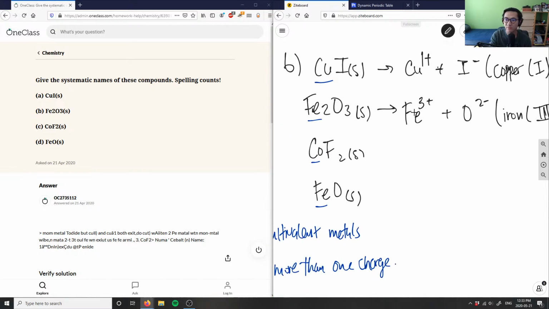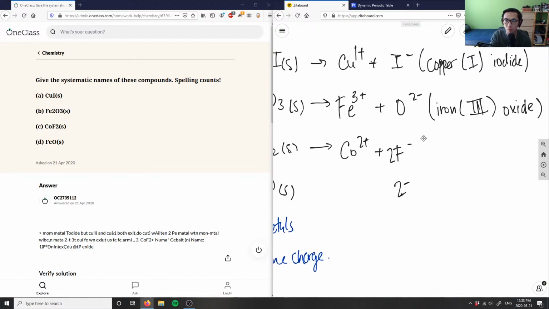Number 2, I'm going to go a bit faster now. I have cobalt and fluorine here, so I'm going to write Co, and I don't know the charge of Co here, plus fluoride. Now the fluoride has a charge of 1 minus, because it belongs to my halogens. If it has a charge of 1 minus here, and I have 2 fluorines here, I have a charge of 2 minus. 2 times -1 is -2, or 2 minus. So cobalt, in order to balance out the charge, is going to have a charge of 2 plus, because 2 plus 2 minus -2 will give me 0.